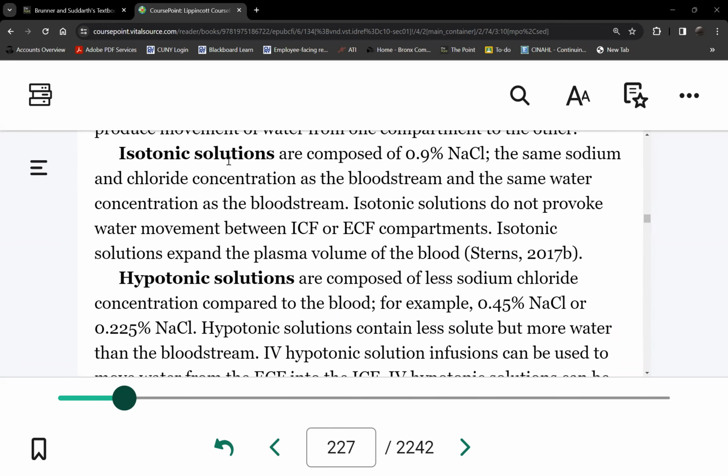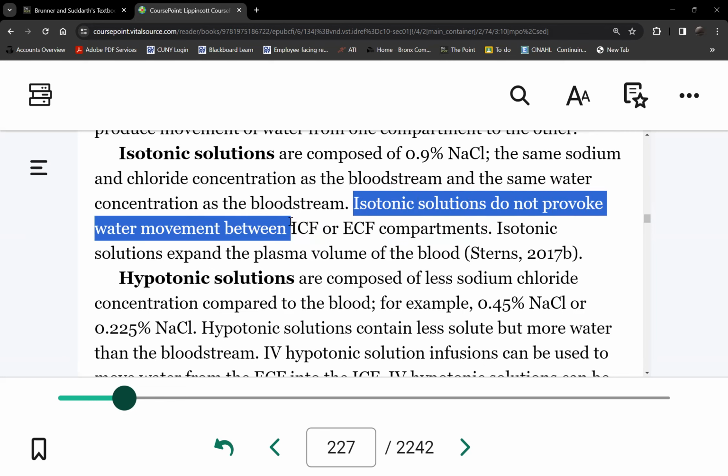So as I said, isotonic solution. Let's discuss who would benefit from isotonic. What are the three isotonic solutions? And D5W. Okay. Because they are the same concentration as plasma, isotonic solutions do not provoke water movement. It will not cause any water movement at all. So therefore, who will benefit from these types of solutions?